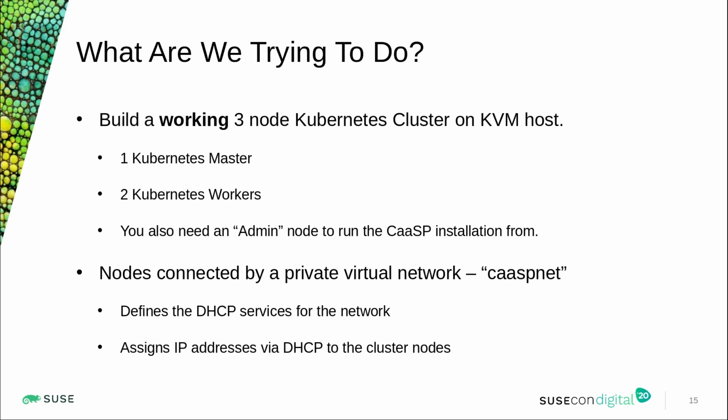for the SUSECON session. But what we're going to be building is one Kubernetes master. Again, in a production environment, you would not want to have one master. You'd really want to have 3. And we're going to have 2 Kubernetes workers, and typically you would have at least 3 of those in a production system. But we'll have a working system that you can actually play with and do some fun things with by having 1 master and 2 workers.